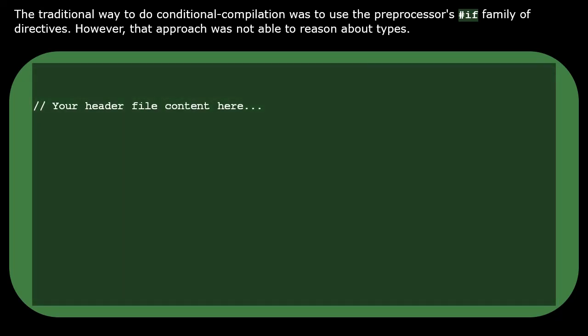A popular usage of conditional compilation is to protect against a programmer accidentally including the same header file multiple times. By wrapping the header file's entire content within these guards, that content is certain to be compiled the first time it is included, but not any subsequent times.